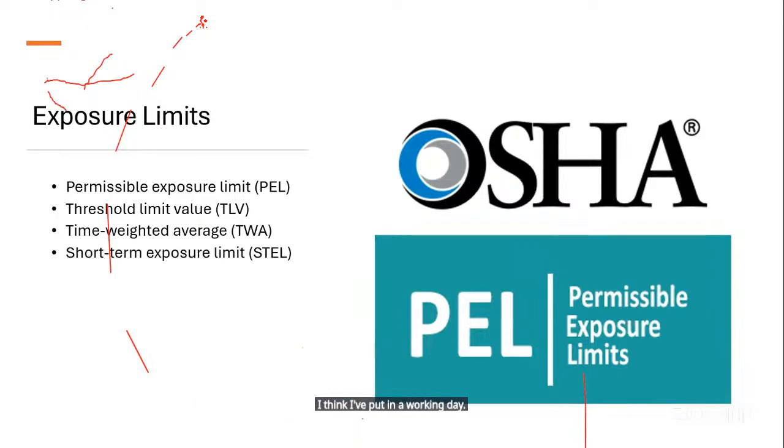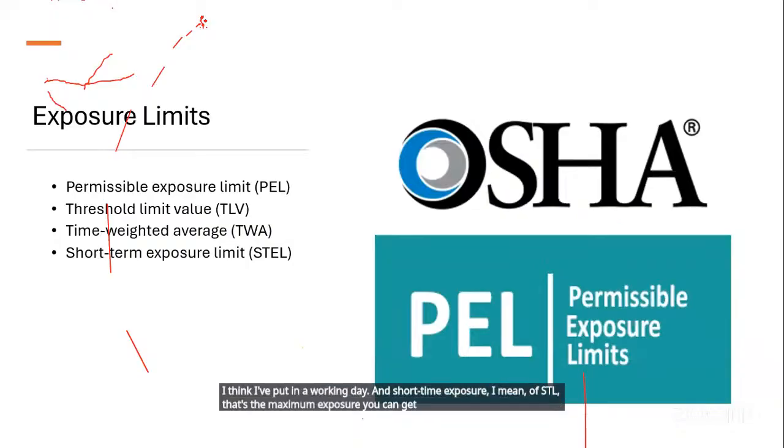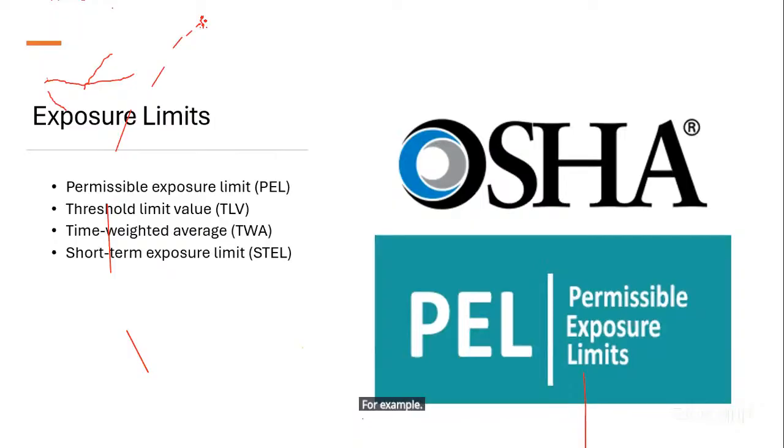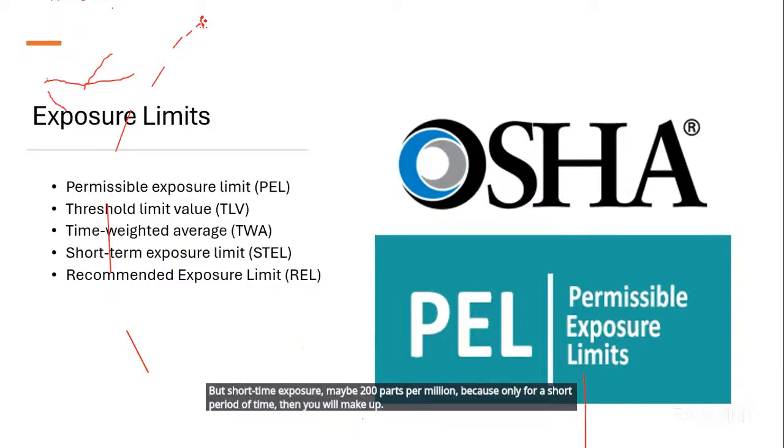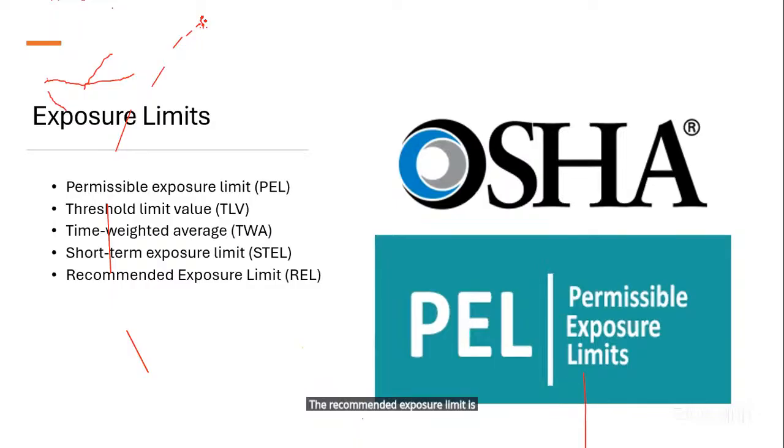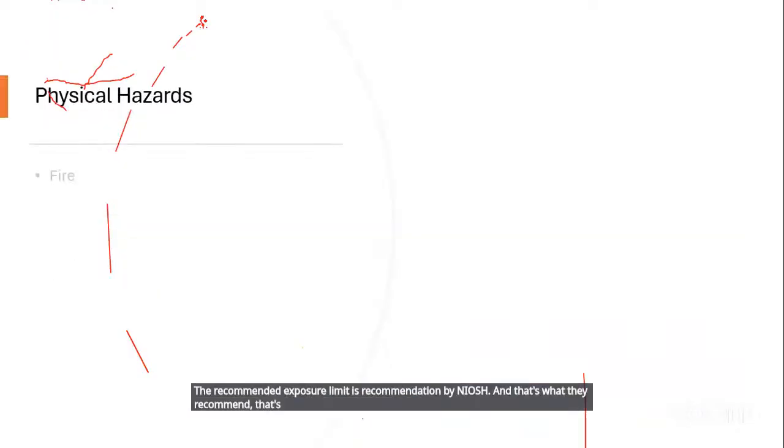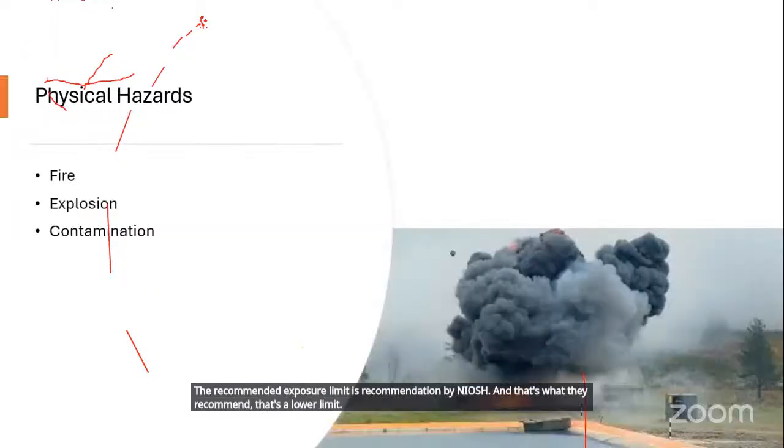And short time exposure limit, STL, that's the maximum exposure you can get within 15 minutes. For example, formalin has a permissible exposure limit of 50 parts per million, but the short time exposure limit is 200 parts per million, because it's only for a short period of time, then you make up. The recommended exposure limit is a recommendation by NIOSH, and that's a lower limit. Please, we covered fire exposure and contamination.